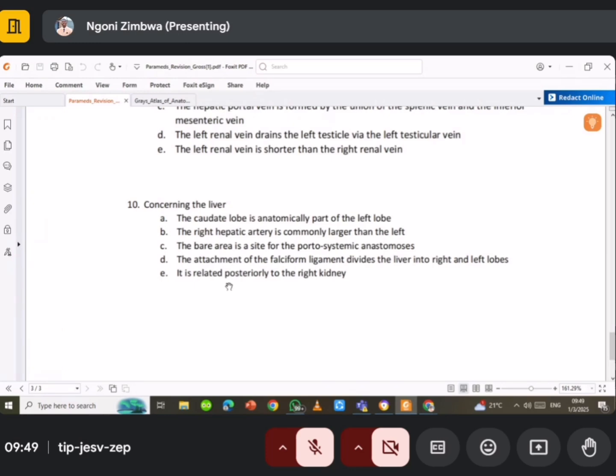That is true. D, the attachment of the falciform ligament divides the liver into right and left lobes. That is true. Good. E, last one, the liver is related posteriorly to the right kidney. That is very true. The right kidney has an impression on the visceral surface of the liver, together with the right suprarenal gland. You understand?